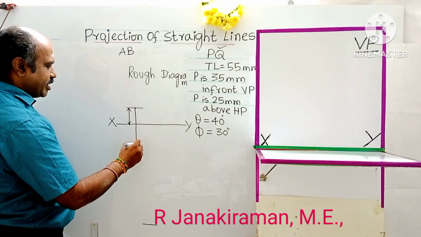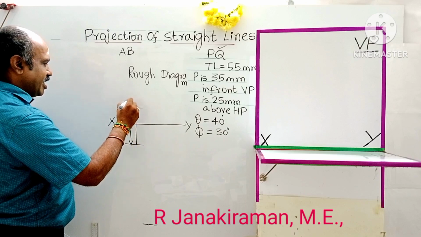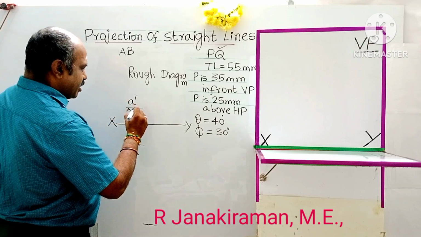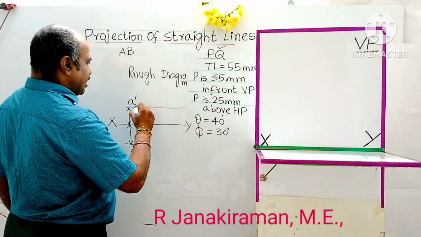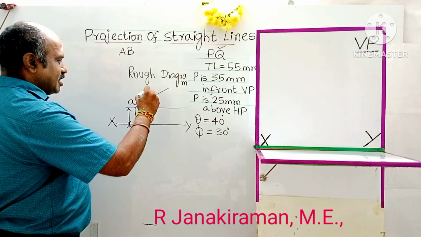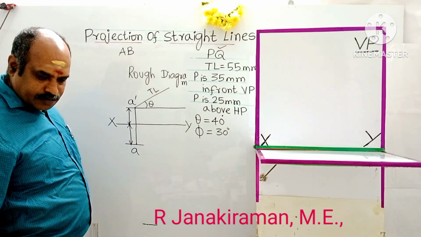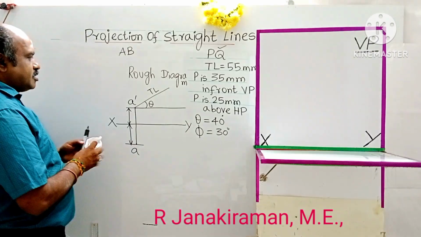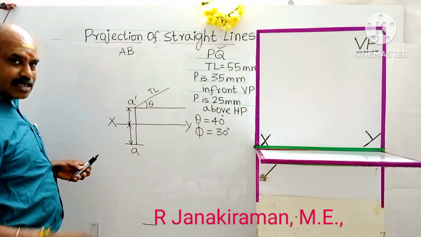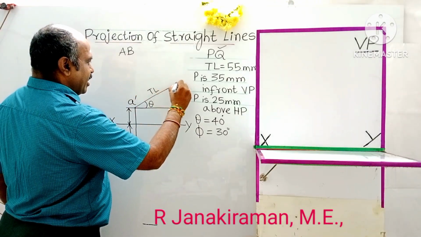Another end point is located, the same end point. One end point is A dash, this is A. Understand? So here you draw a horizontal line. This is the angle of inclination with HP called theta. Understand? This length is TL, the true length. So draw this rough diagram on the side of the drawing sheet as a reference. Based on this, we are going to draw the final diagram. So this is the true length line.